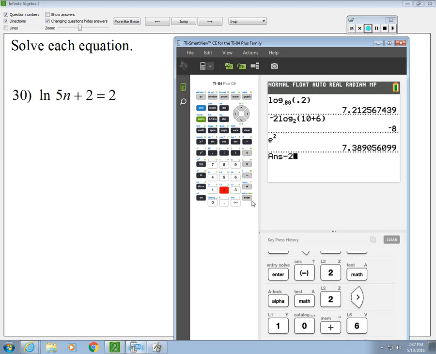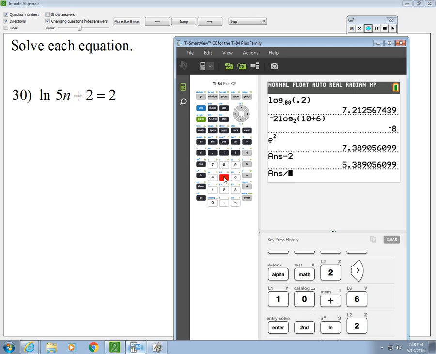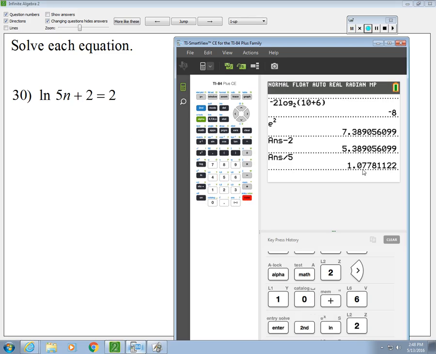Now, what am I going to do to get n by itself? Subtract the 2 from it. And then after I subtract 2, what am I then going to do? Divide by 5, and so the answer is 1.08. Now, that's another problem where you could just take each of your 4 choices and plug in.